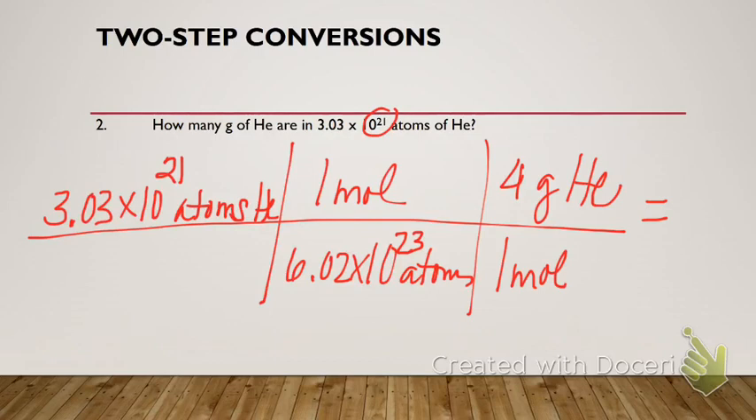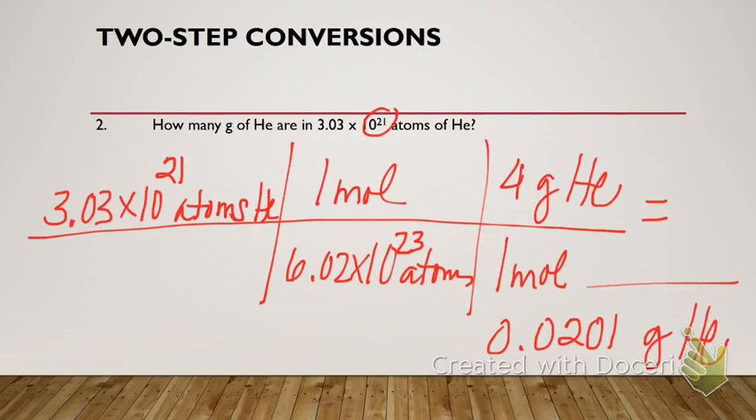This one should be a decimal, right? 0.0 what? 201. Justin beat him to the punch today. And that is grams, unless I did my numbers wrong. Okay, I got something good there.